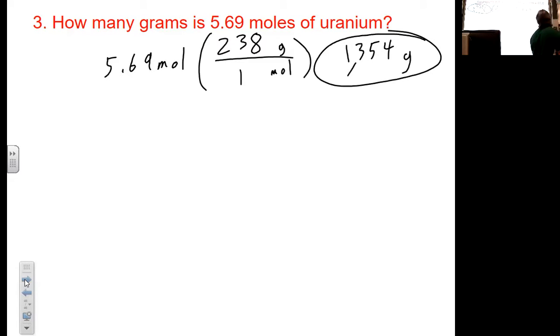Like I said, don't stress on rounding, guys. Even if you told me the answer was 1,350, I ain't gonna be mad at you. If you put 1,354.2, rock and roll. I don't care. Rounding is never gonna be something I take off for.